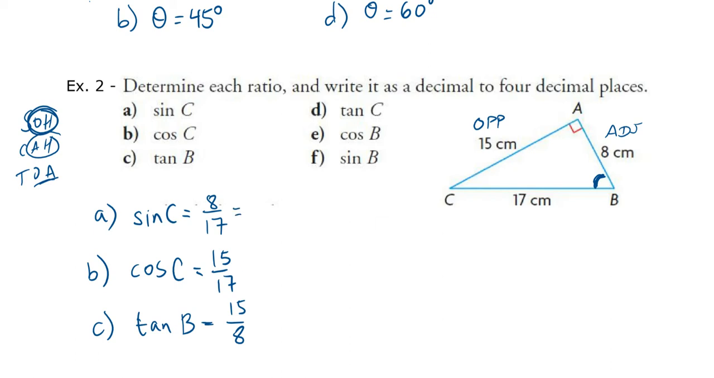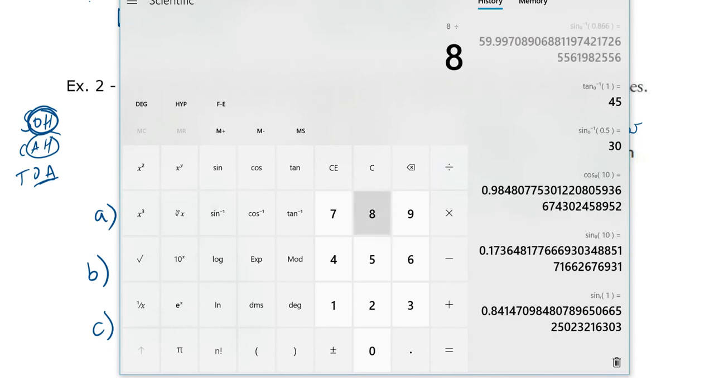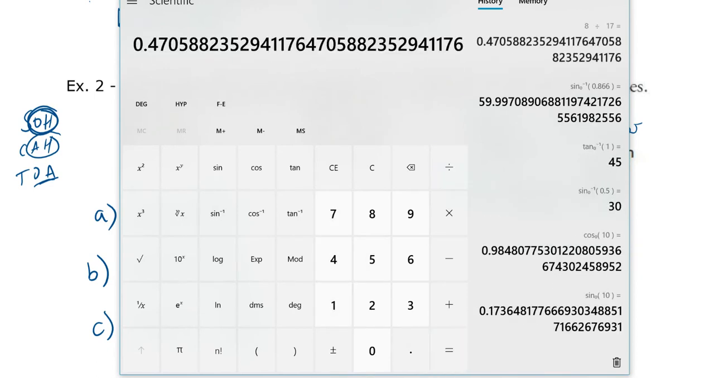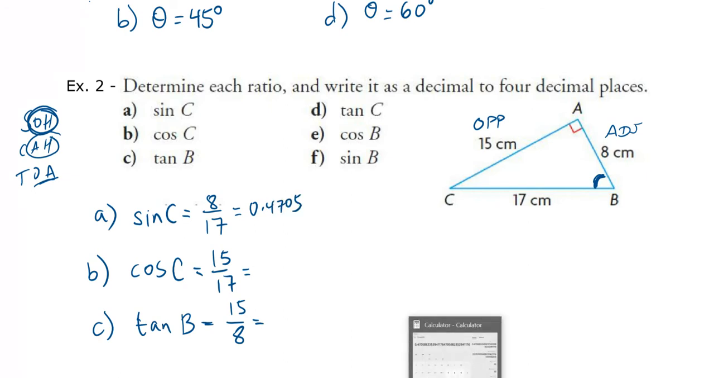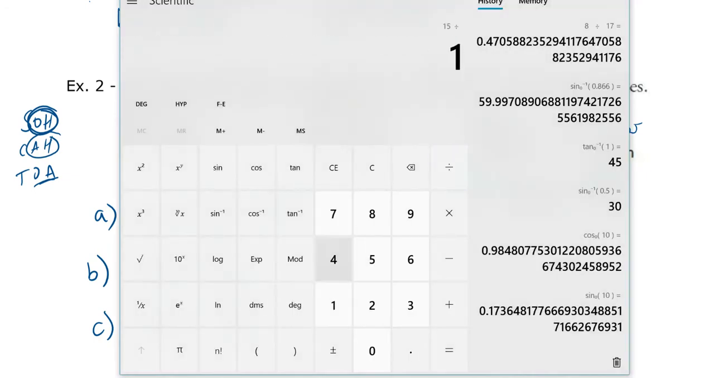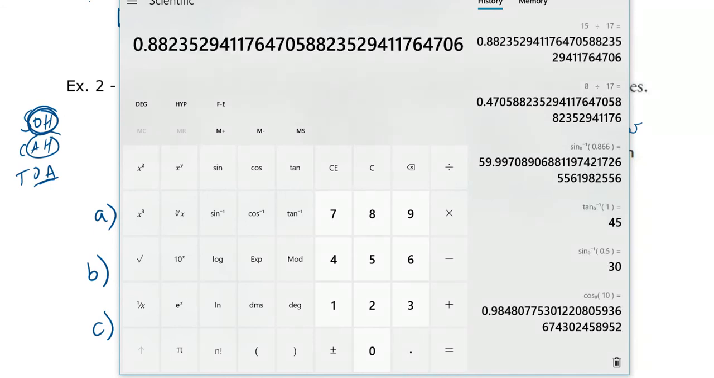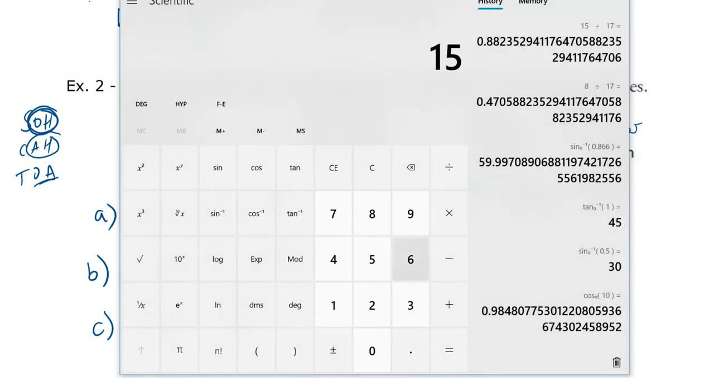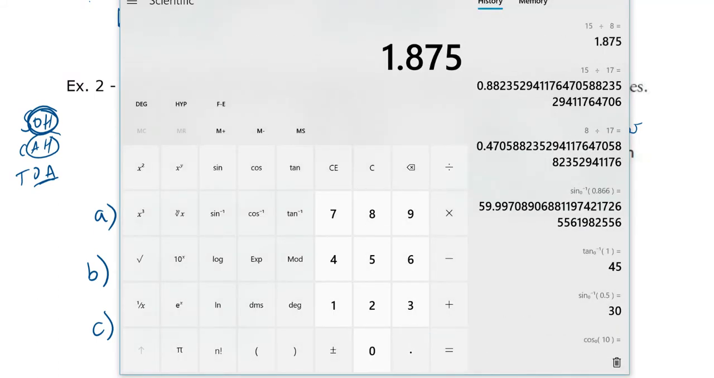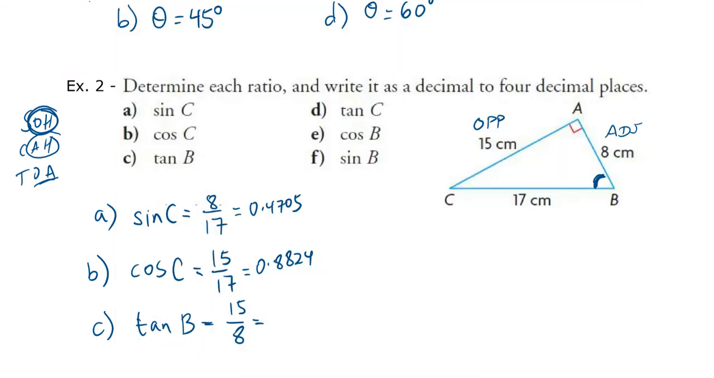I can express these answers as decimals. So 8 over 17 is 0.4705. 15 over 17 is 0.8824. And 15 over 8 is 1.875.